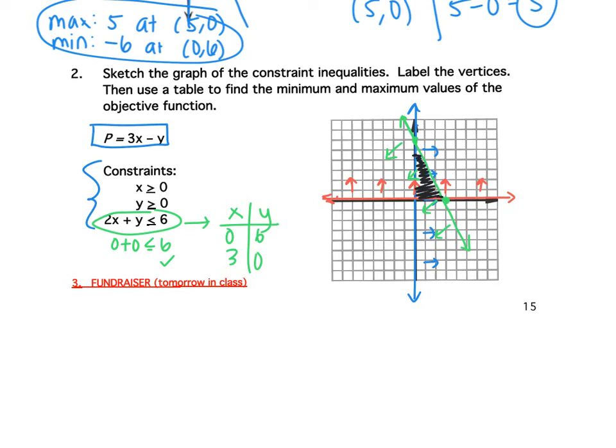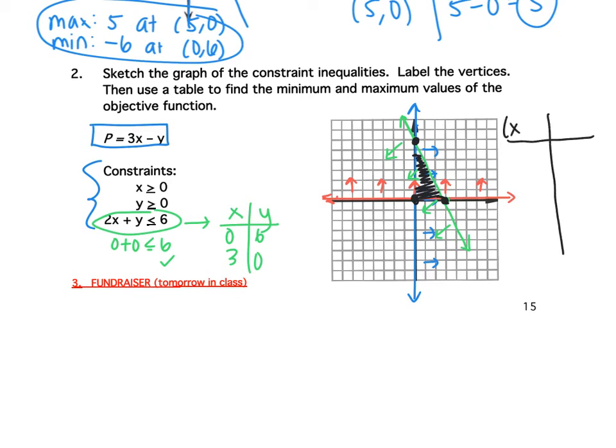So now we're at the point that we were at in the first problem. We need to find the maximum and minimum. As I said with the first problem, the maximum or minimum isn't going to happen at just any point. It's going to happen at one of the vertices. So in this case, we have this vertex right here, we have this vertex right here, and we have this vertex right here. So what we're going to do is we're going to create that same chart.